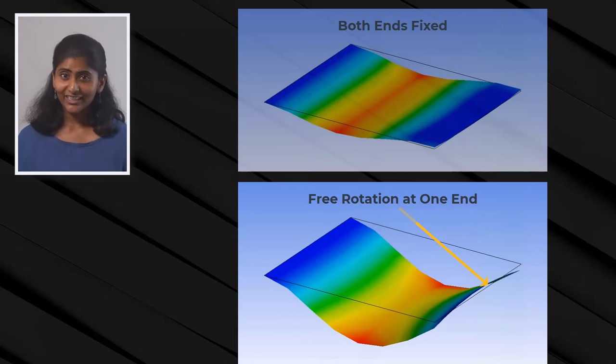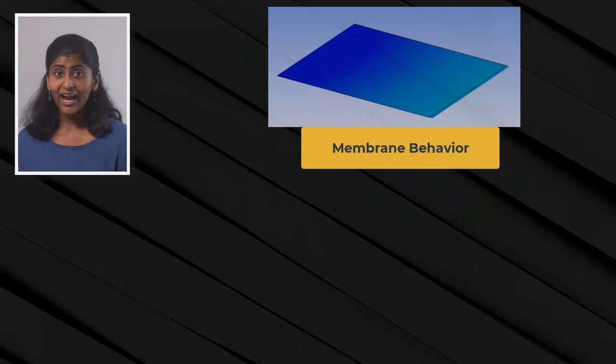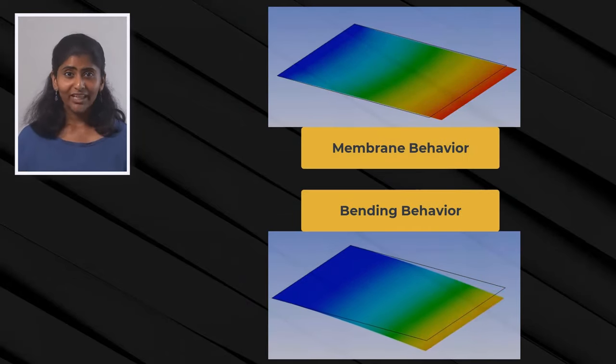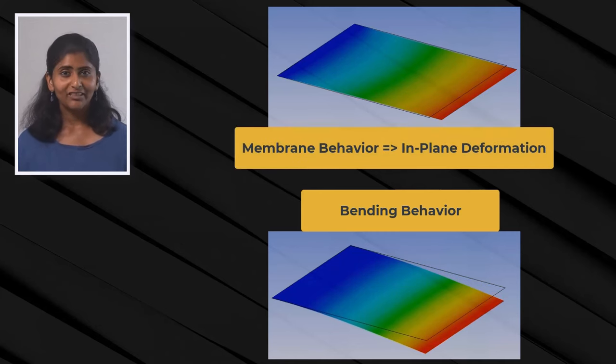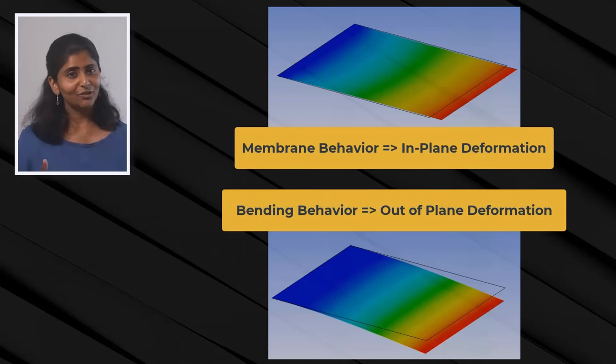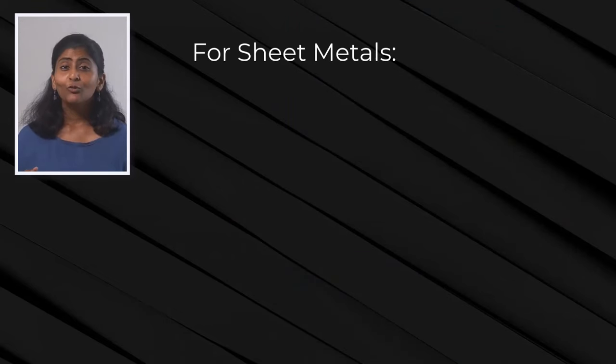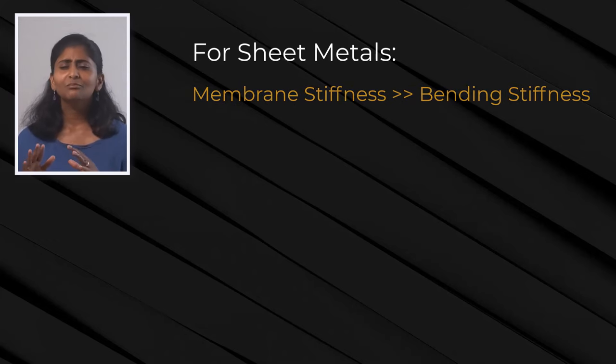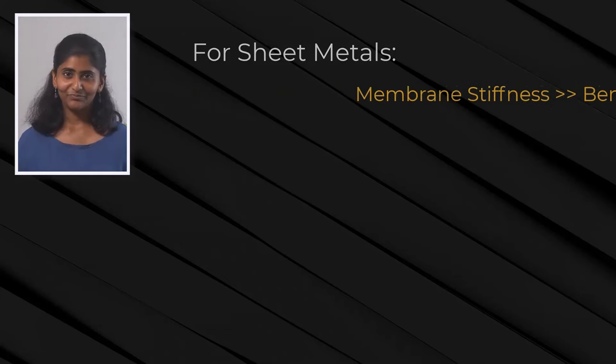Another key point for shell elements is that they have membrane and bending behavior. Membrane behavior being related to the in-plane deformation of its nodes, and bending behavior being related to the out-of-plane deformation of its nodes. For instance, if we consider sheet metal, we know that the membrane stiffness is much higher compared to the bending stiffness, since it's relatively easy to bend sheet metal compared to pulling it. We will discuss more on this when the results of bending and membrane stresses are evaluated.